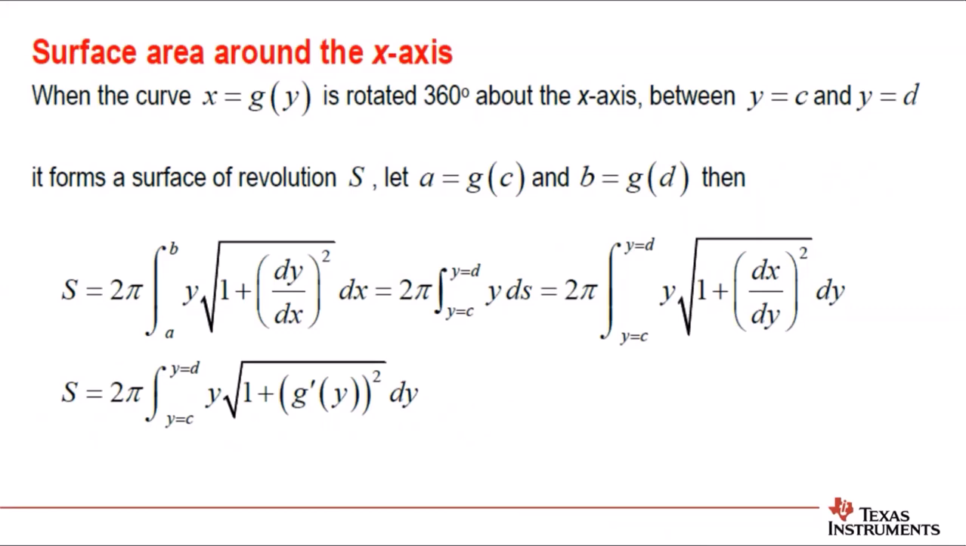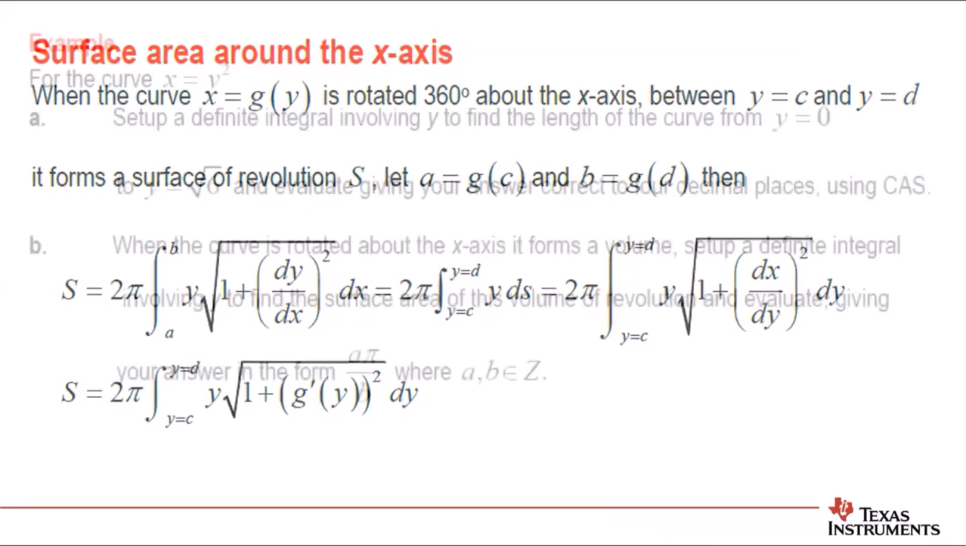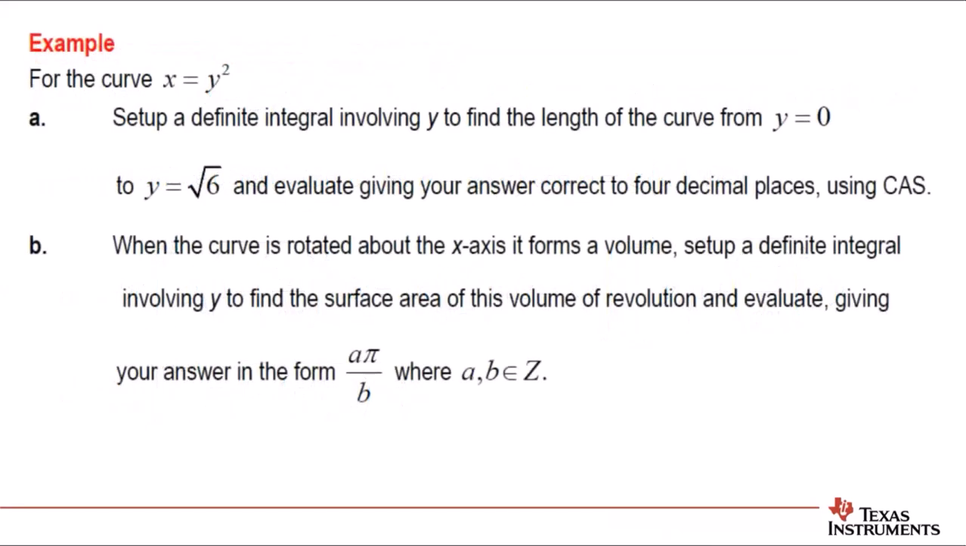Remember the example we did at the beginning? The example we did at the beginning was y equals root x. So let's now consider the curve. Instead of y equals root x, let's consider the curve x equals y squared. Let's see if we can find the arc length of that one between y equals 0 and y equals root 6.